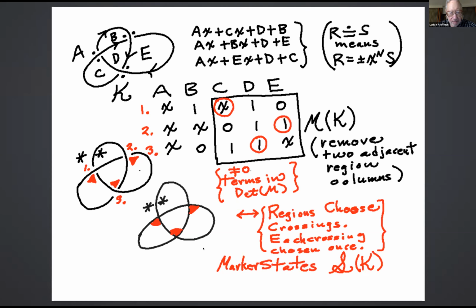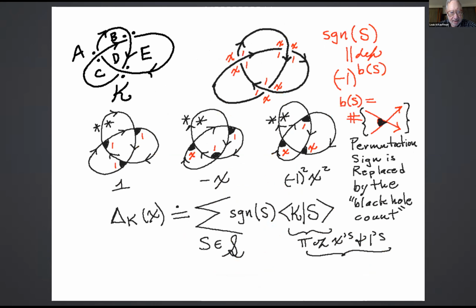So the terms in the determinant correspond to the states, and therefore we can say that the Alexander polynomial is obtained by summing over the states of the diagram and multiplying the contributions of each state, the vertex weights in the Alexander case. And then we have to multiply by signs because each permutation has a sign.